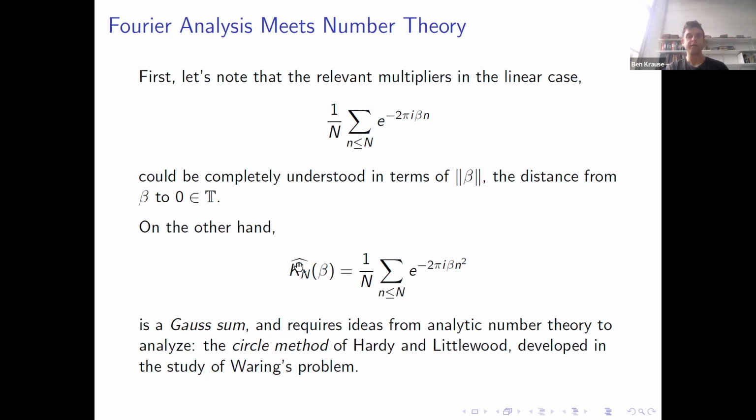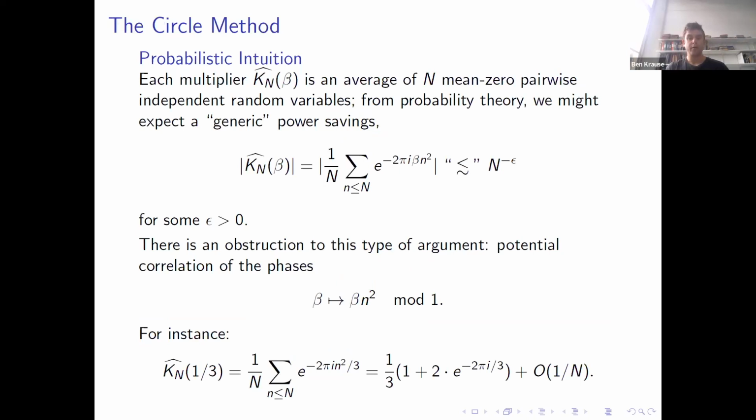But when you're interested in the Kn hat multipliers, these Gauss sums, they're quite a bit more subtle, and they require the circle method to fully analyze. So the circle method is a technique from analytic number theory, but it's largely probabilistic. Basically, this type of average is an average of n mean zero pairwise independent random variables. So you might expect a generic power savings. If you had honest independence, you might expect n to the negative a half. And these are just pairwise independent, so maybe expect n to the negative epsilon.